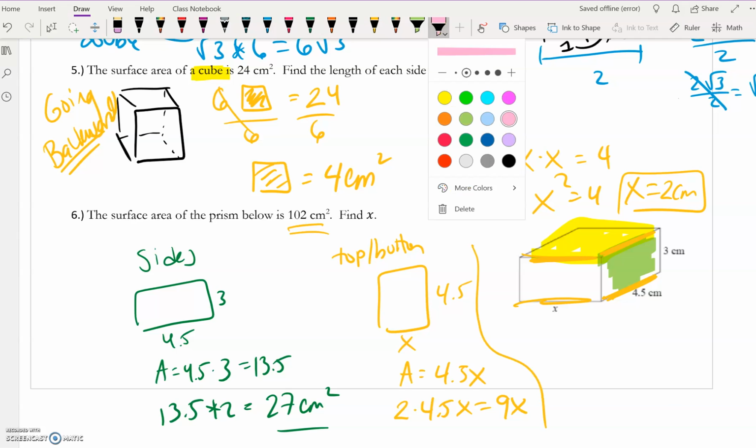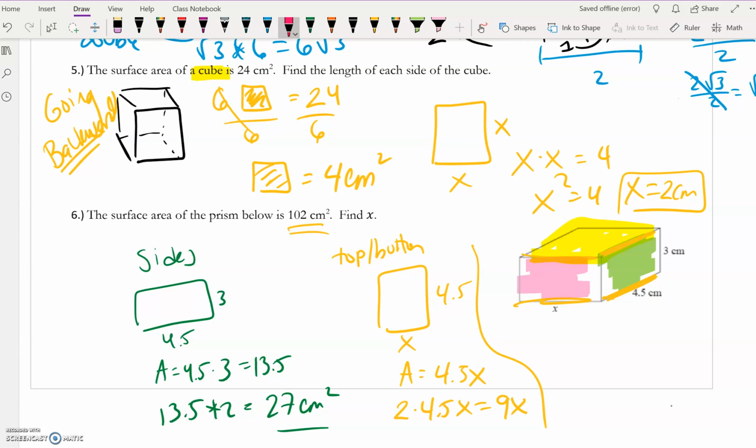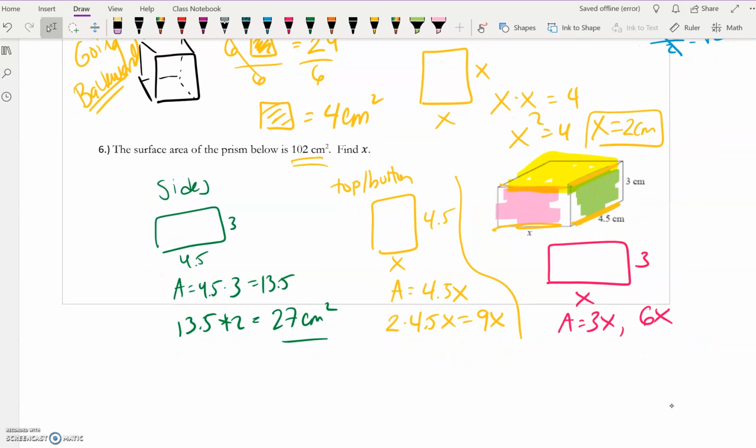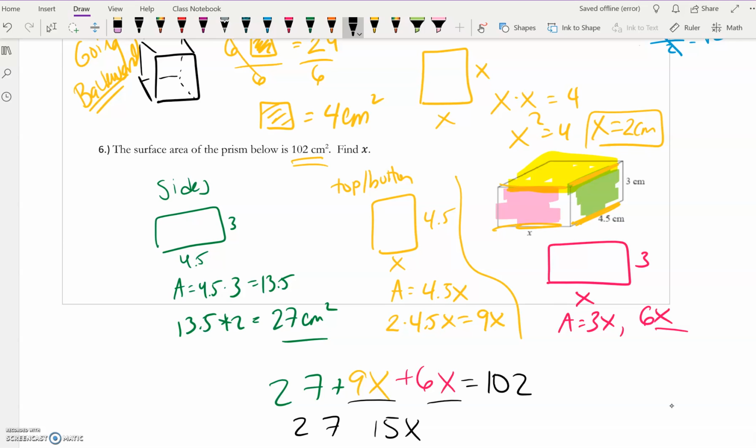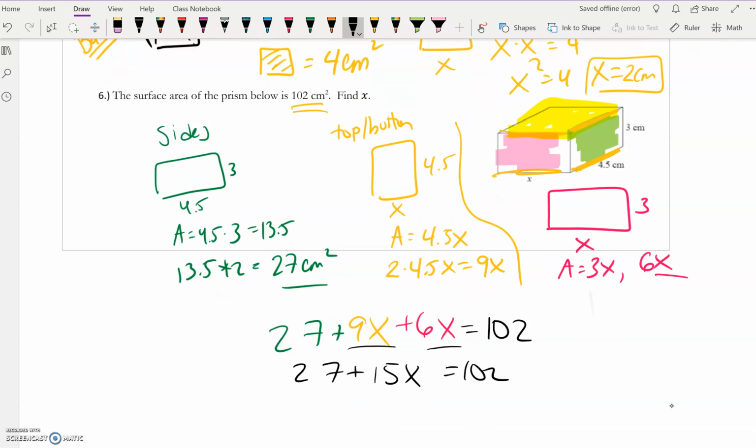And then the last side, we would be doing our front and our back, right? So our front is x long and 3 tall. So area is 3 times x. We would double it then to get 6x. And this one I would say is a mixed level problem. It's kind of a going backwards problem. Now if I know the total, I know that the 27 plus 9x's plus 6x's is supposed to equal 102. And I can put my like terms together. That's 15x's plus 27 is equal to 102.